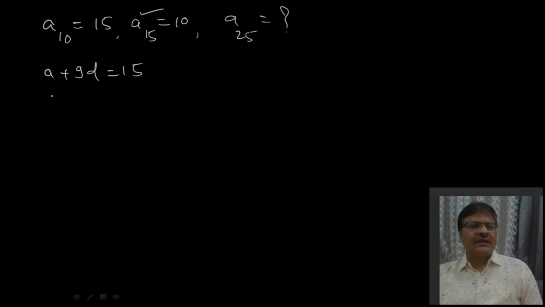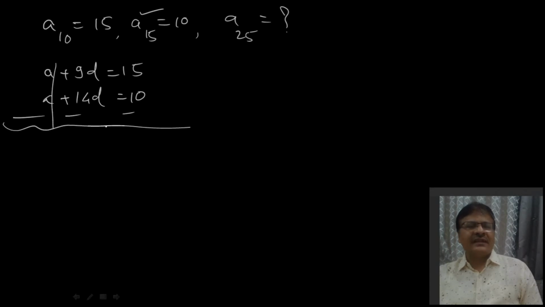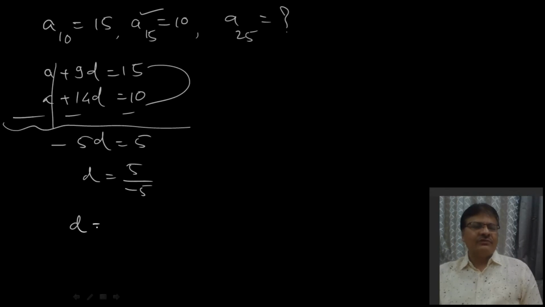Now see the next question here. It is given that the 10th term of an AP is 15 and the 15th term is 10. The question is, what is the 25th term? Is that clear? Now I can solve this problem this way. 10th term means a plus 9d, that is equal to 15. 15th term is a plus 14d, that is equal to 10. If I solve these two equations, then a cancels, 9d minus 14d is minus 5d, 15 minus 10 is 5. So what is d? 5 upon minus 5. So d equal to minus 1.